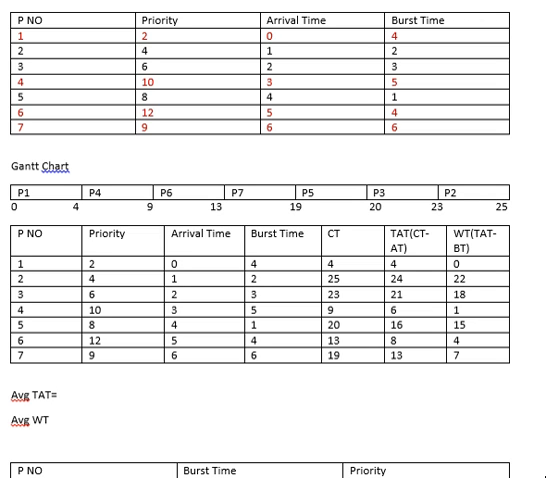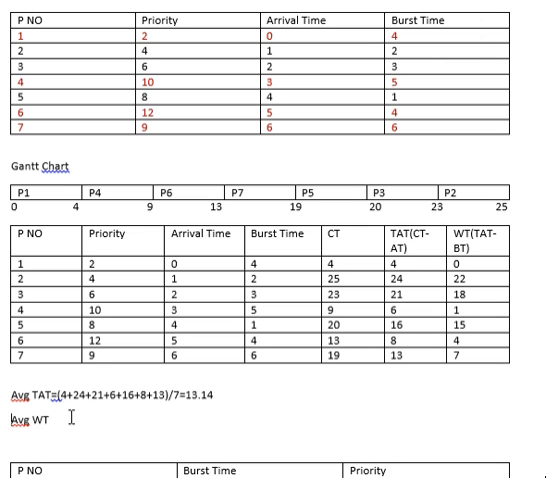So average turnaround time in this case would be 4 plus 24 plus 21 plus 6 plus 16 plus 8 plus 13, all of them divided by 7, summation of all divided by 7, and the answer is 13.14.